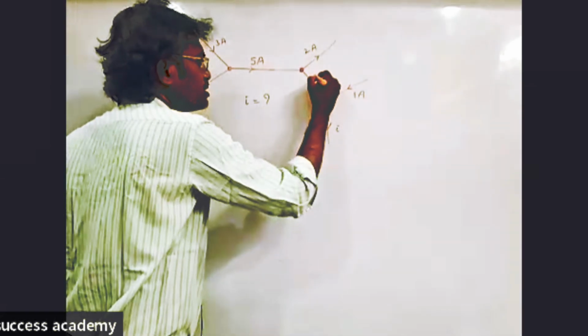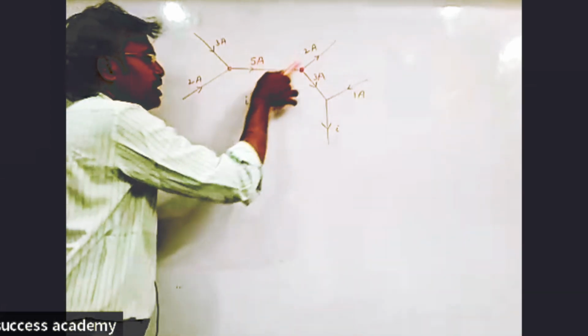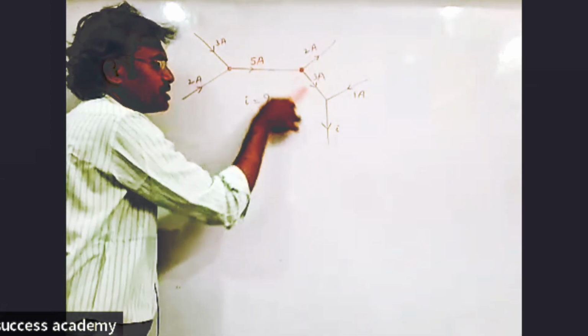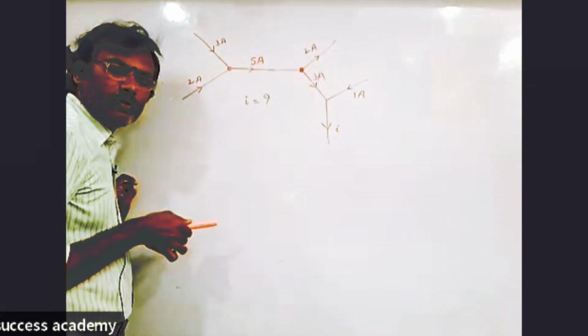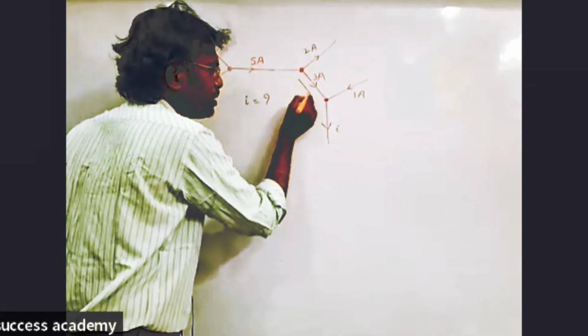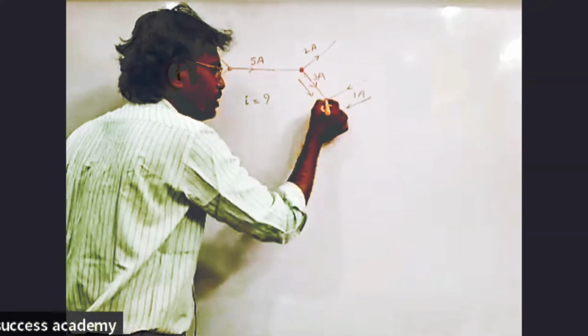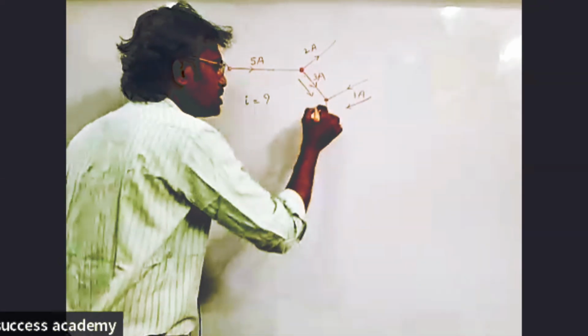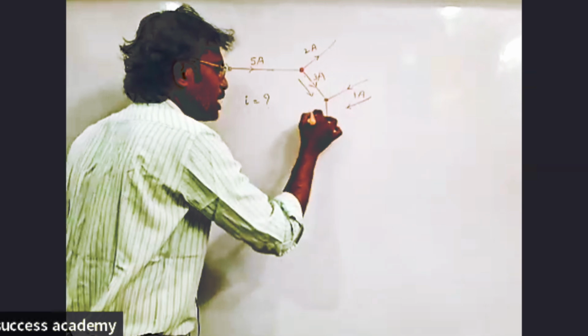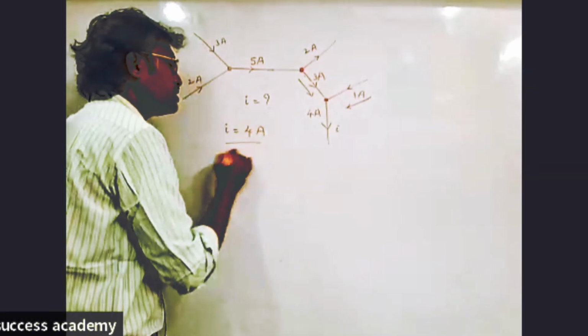The remaining is how much? 3 ampere. The remaining is 3 ampere. Okay, now at this junction, 3 ampere is coming from here, 1 ampere is coming from here. This 3 ampere and 1 ampere both are combined, gives the current as 3 plus 1, that is 4 ampere. And thereby, here I is equal to how much? 4 ampere. That's it.